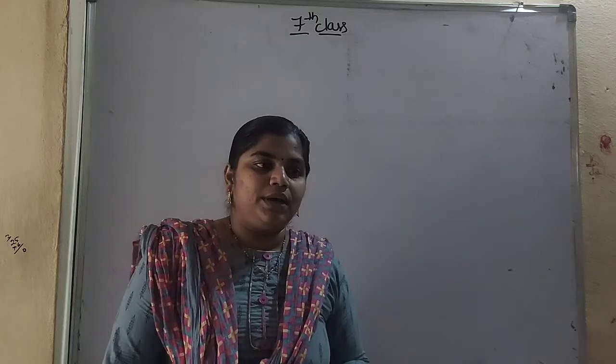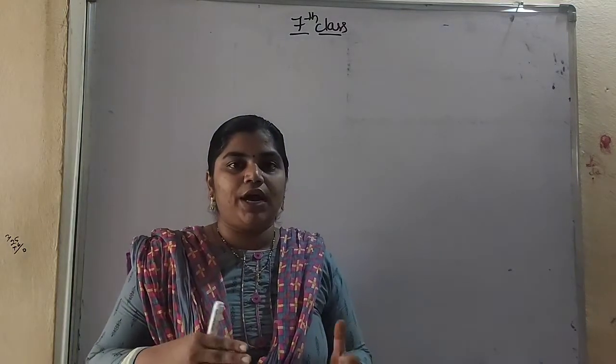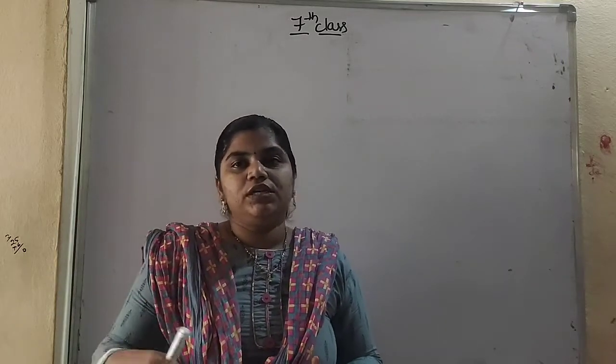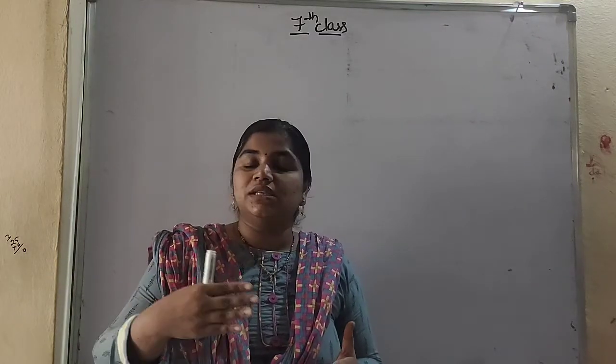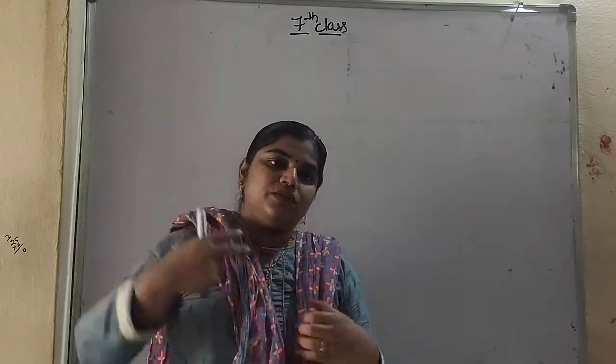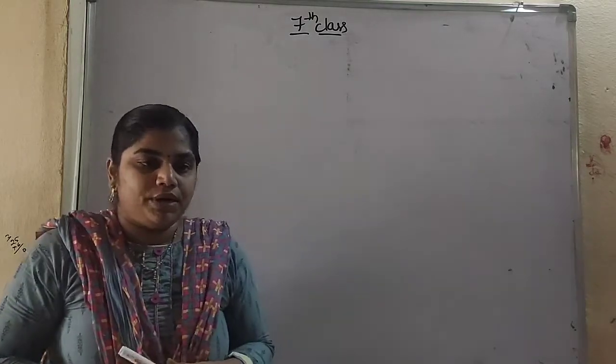So what is a complementary angle? The sum of two angles. If you are adding any two angles, that should be equal to 90. If the sum of any two angles is equal to 90, we can call them complementary angles.